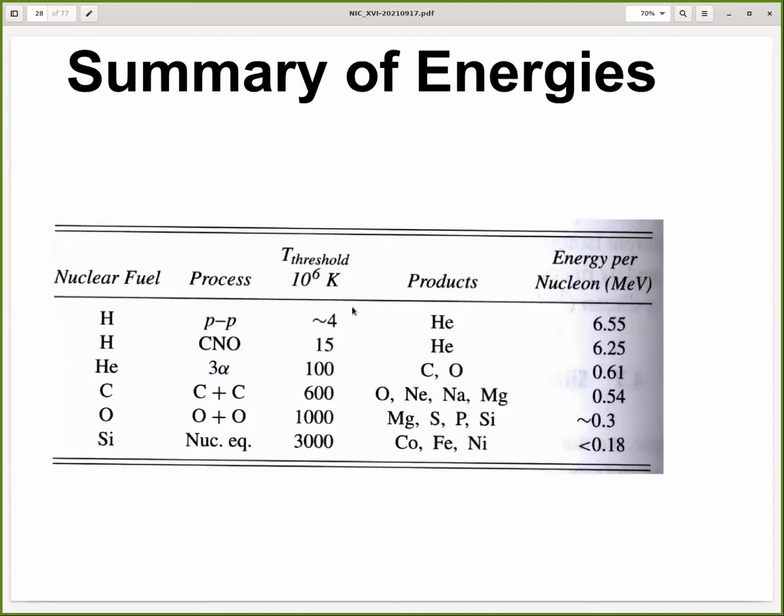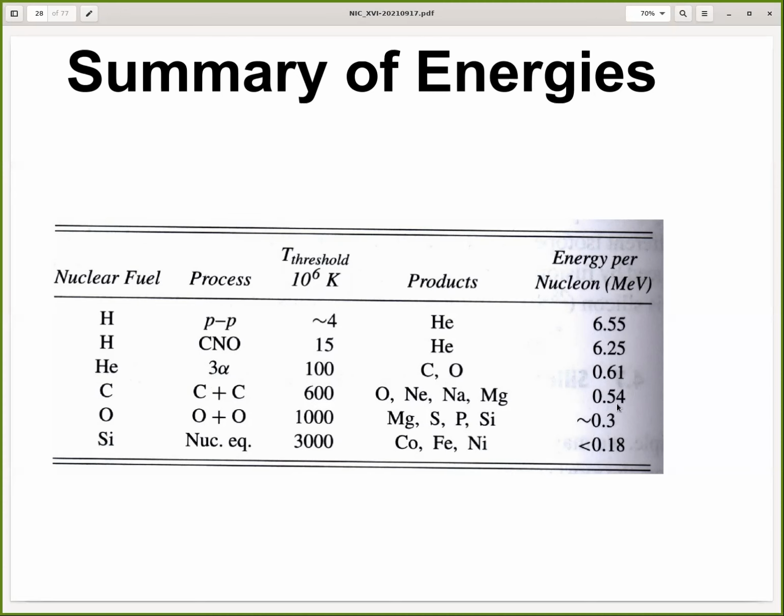So to summarize, we had these different processes. Hydrogen burned by the pp chain and by the CNO cycle, and you have some threshold for the burning. You make helium, and the energy release from these different ways of burning is slightly different between the pp chains and the CNO cycle. Then helium burning gives you of the order of 0.6 MeV per nucleon. Carbon and oxygen burning, both of the order of 0.5, 0.3 MeV, depending on what exactly the products are.